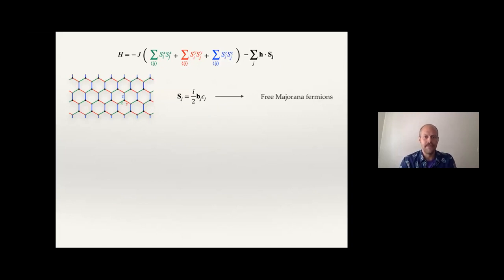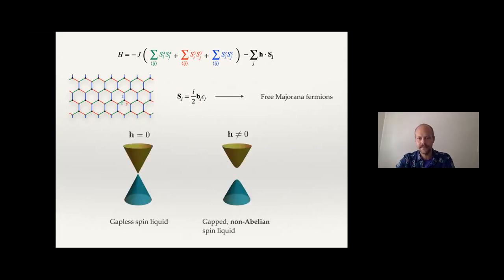All right, now the magic of this model is that you take this mapping between spins and Majorana fermions and plug it into this Hamiltonian up here. And what one finds in the absence of a magnetic field is a system of free Majorana fermions hopping on the honeycomb lattice. In the absence of a magnetic field, this results in a gapless spin liquid, which I've shown here by this Majorana Dirac cone.